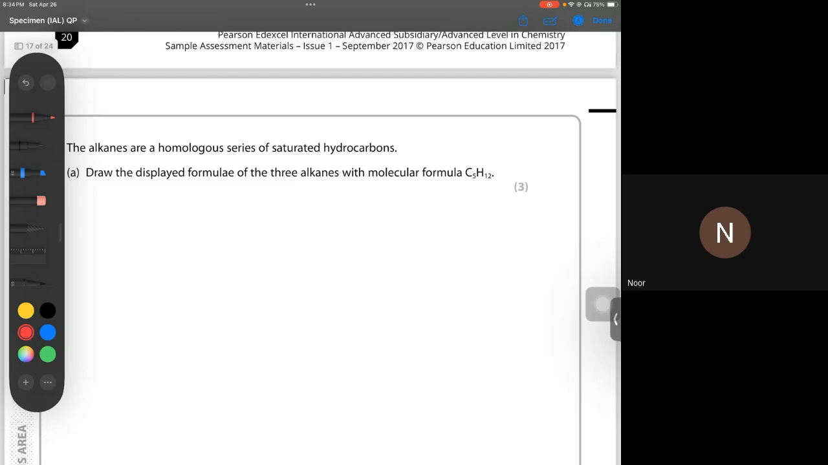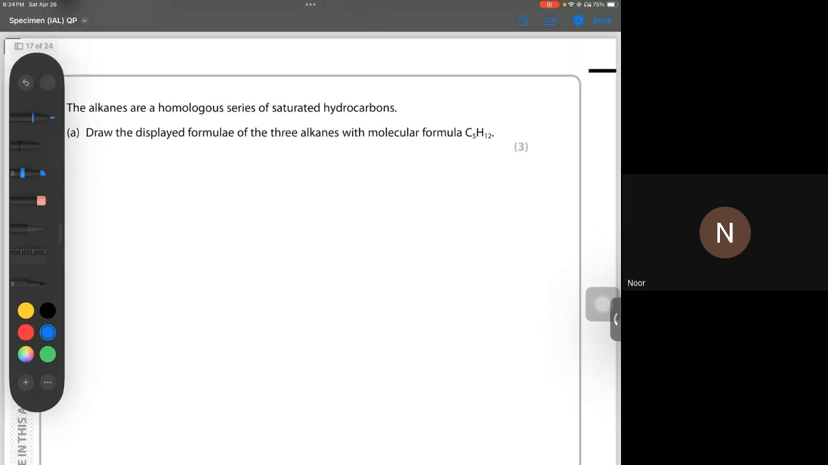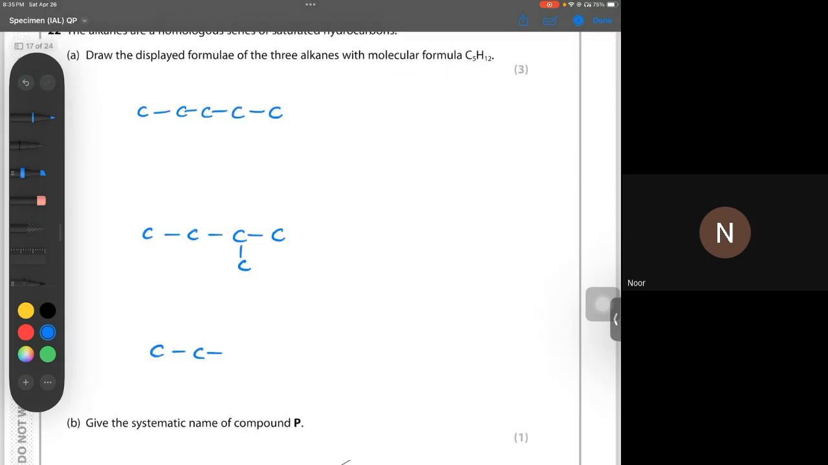The alkanes are a homologous series of saturated hydrocarbons. Draw the displayed formula of the three alkanes with the molecular formula C5H12. So 1, 2, 3, 4, 5. These are isomers. I'm not going to write the hydrogens, so it's understood. You're supposed to write them down. We are short of time, that's why I'm not writing them down.